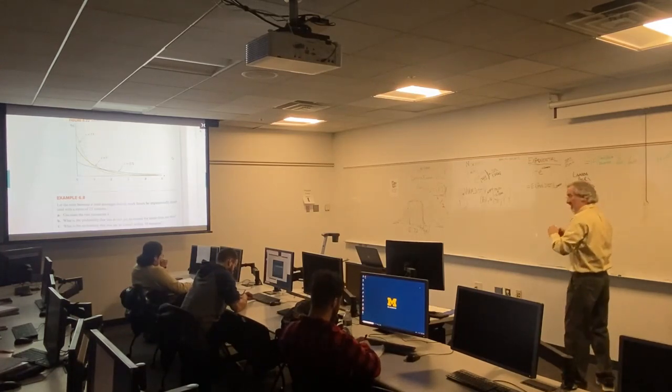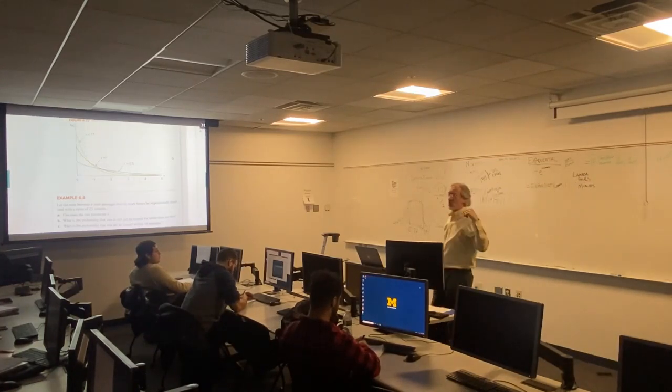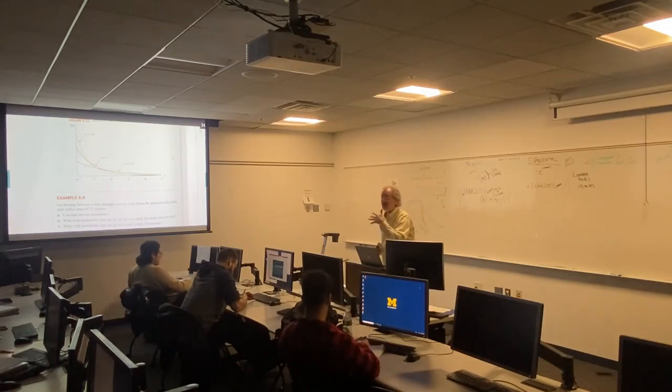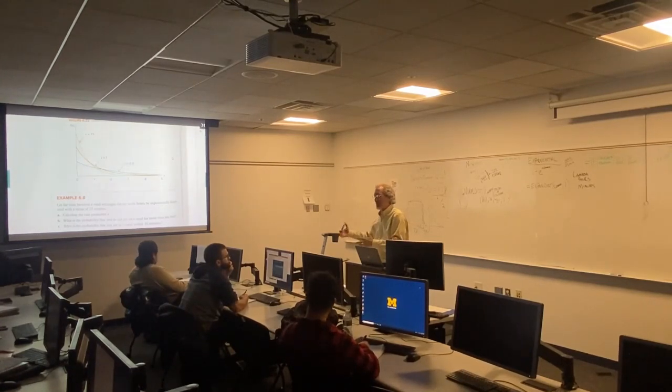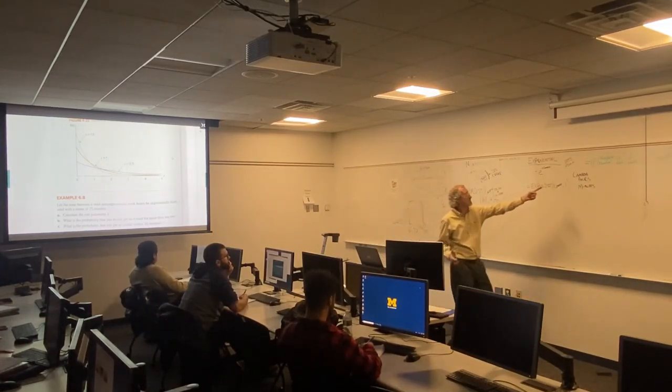Now, if the question says, what's the probability there'll be 2 hours between the next two emails? Lambda has to be how many emails you usually get in 1 hour. If the question says, what's the probability of 10 minutes between the next two emails? Lambda has to be however many emails you usually get in 1 minute. It's 1 unit of whatever the question's about. So let's pretend the question's in hours.